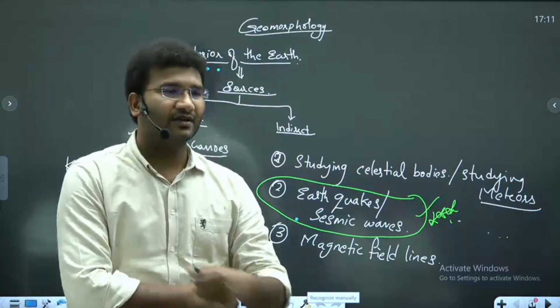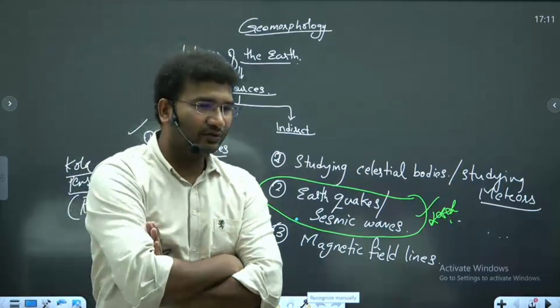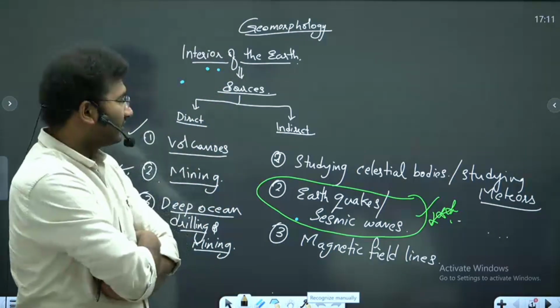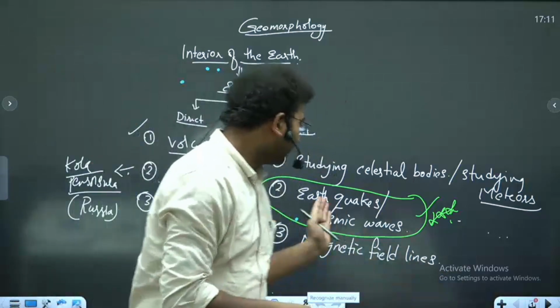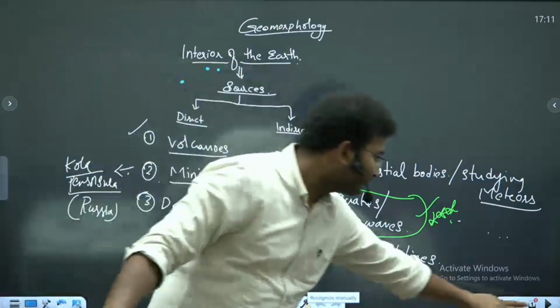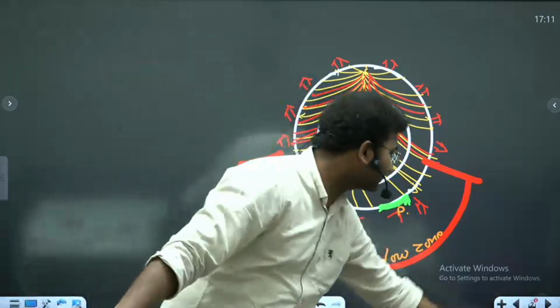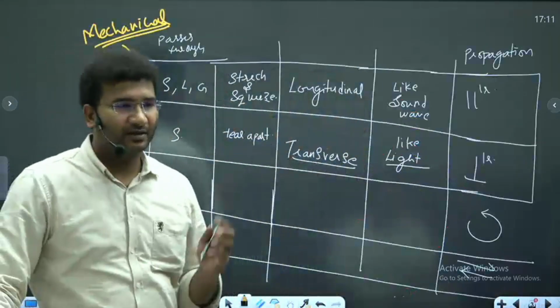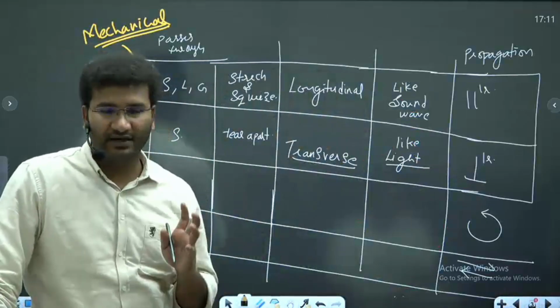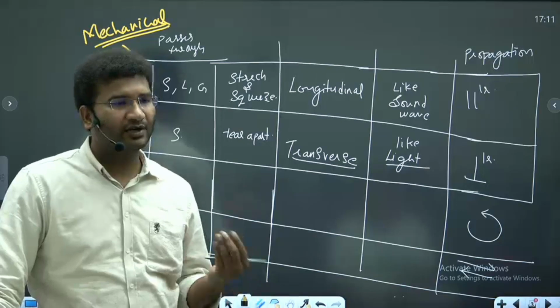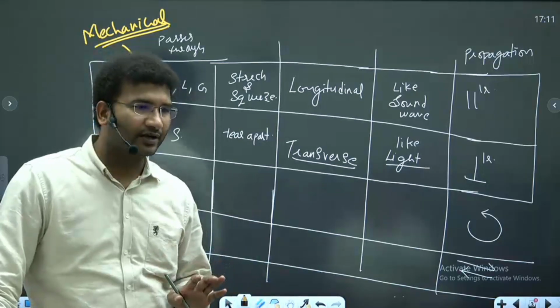Now these waves are broadly classified into body waves and surface waves. Okay? Now these body waves are further classified as primary waves and secondary waves. Okay? P waves and S waves. Now these P waves, they are primary, they travel faster, they can travel through solid, liquid and gaseous. S waves, they can only travel through solid, right?